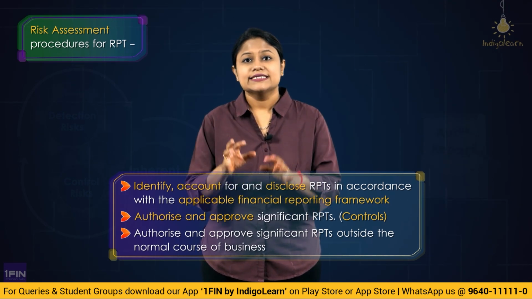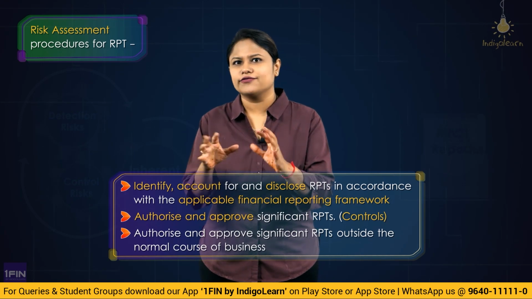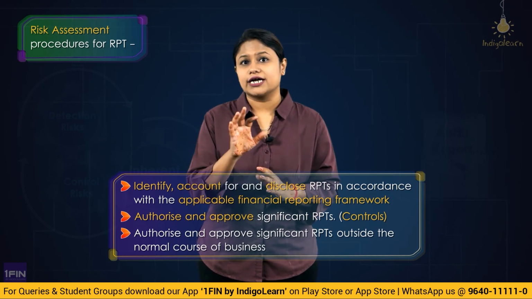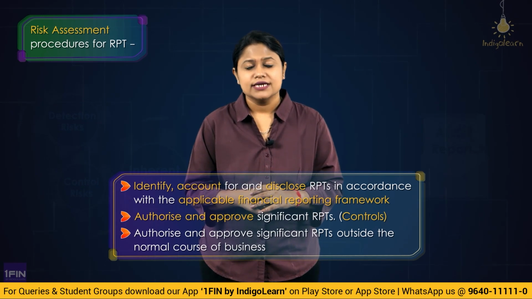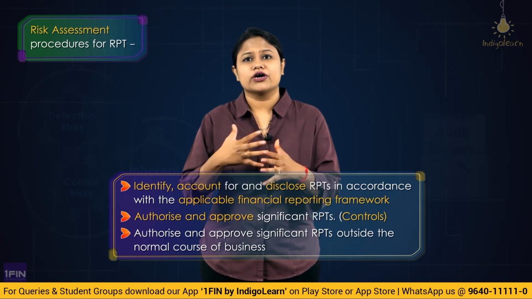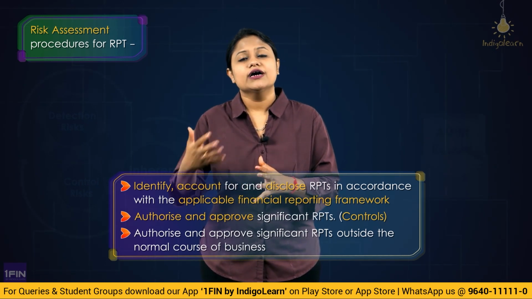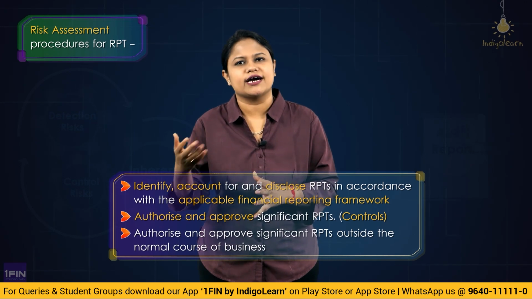Then you will see that this is an area where risk is involved. So you also have to ensure controls are in place. You will check the authorization levels. That means you will see whether proper authorities have authorized this kind of transaction, significant transactions with the RP.